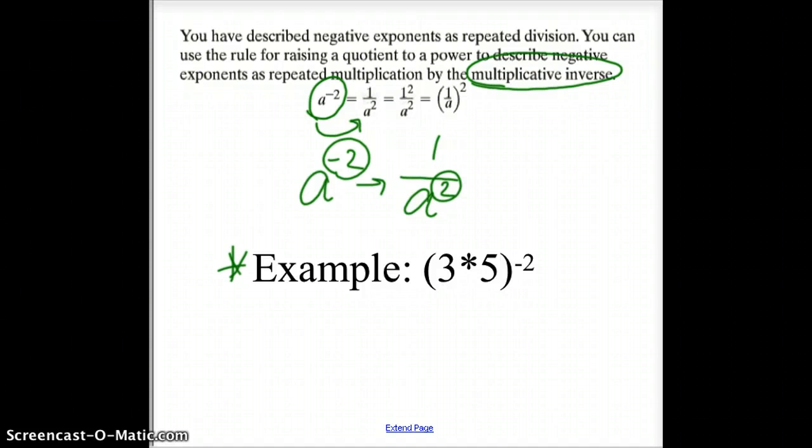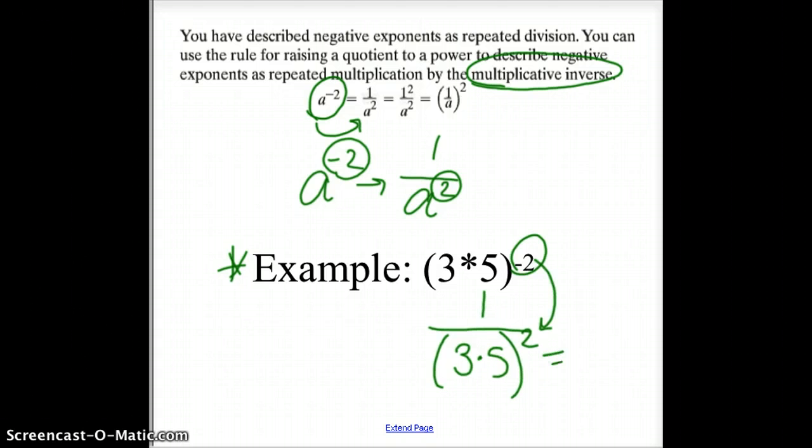If I have a product, 3 times 5, it's raised to a negative power. I'm going to first put all of that on bottom so that my exponent becomes positive. Now I can do the simplifying. 3 times 5 is 15, raised to the 2nd power is 225.